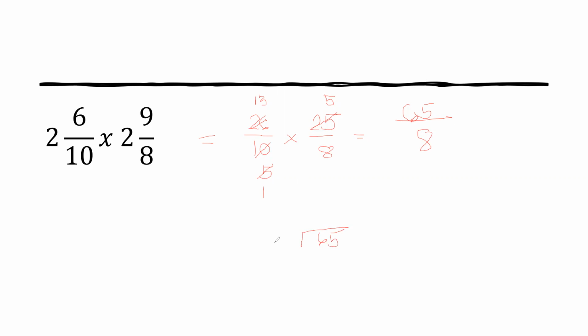May ilang 8 sa 65? 8 po. That will be 8. That's correct. That will be 8 times 8, 64. So, minus natin. So, 65 minus 64, that will be 1. This will be our new numerator. That's 1. Then copy our denominator. So, our final answer will be 8 and 1/8. Clear?